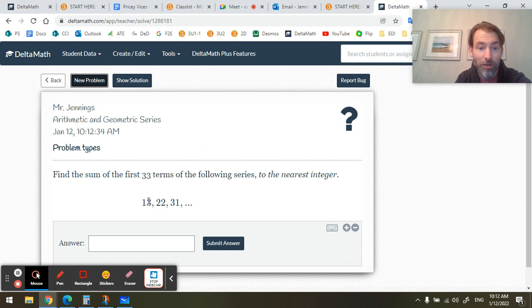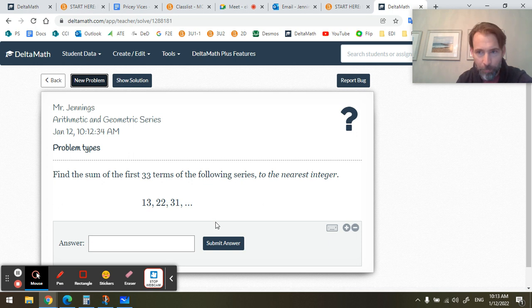This one here, 13 goes to 22, goes to 31. This is arithmetic. I know it's arithmetic because 13 is such an ugly number. You could do that with a geometric series, but then this would be a fraction right away and it would be gross. You would have to be multiplying 13 by 22 over 13, so then you would have 22 squared over 13 here. It'd be gross, and there's no common factors.